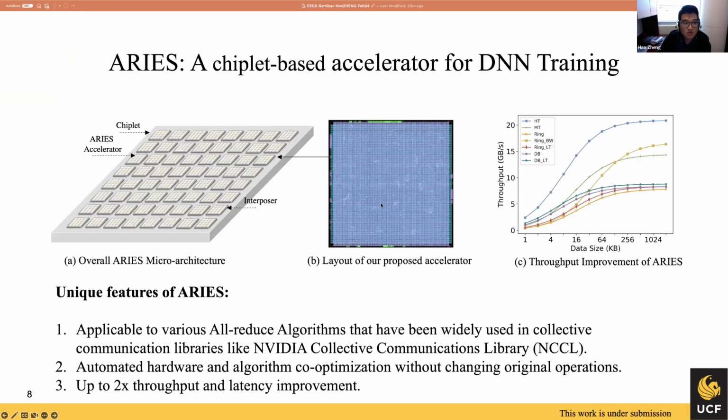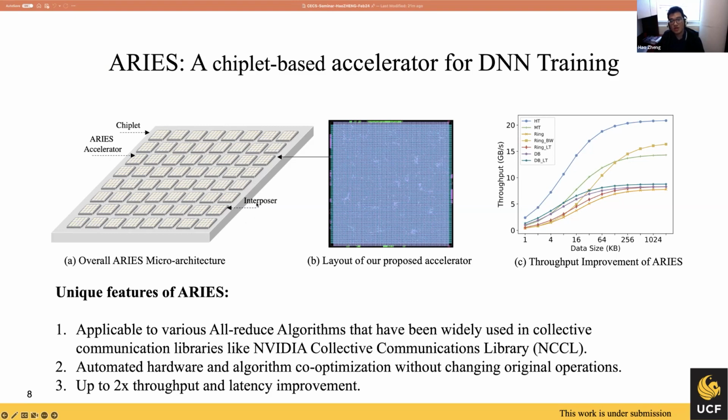And as such, we propose that probably we should scale up the system instead of scaling out the system. So we are trying to utilize the silicon interposer to integrate multiple smaller accelerator chips in a single system in one package. Because the silicon interposer can provide more flexibility to reconfigure those interconnection networks, adapting to different all-reduce algorithms. And we also propose some automatic hardware and algorithm co-optimization techniques without changing the original operations.